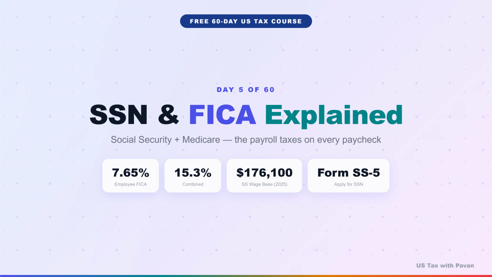Today we're going to break down two things you see on every single paycheck, your SSN and FICA. Now, FICA is that chunk of money that disappears from your pay before you even touch it. By the end of this video, you'll know exactly what it is, who pays it, how much, and most importantly, for tax preparers and EA students, where every number lands on the tax return. Let's make it simple and easy.